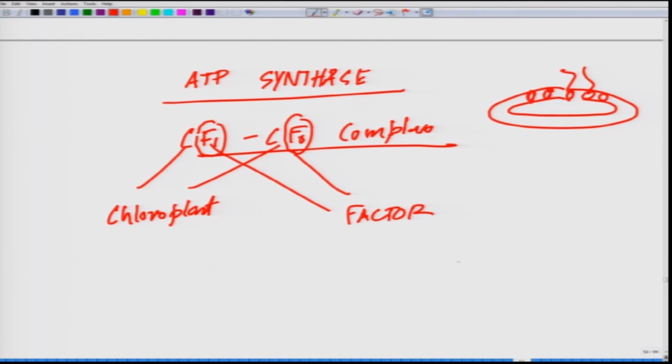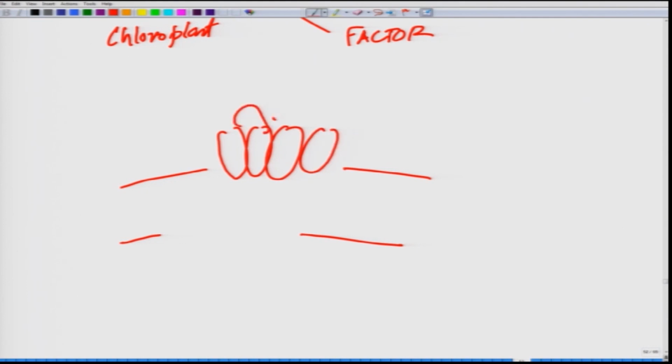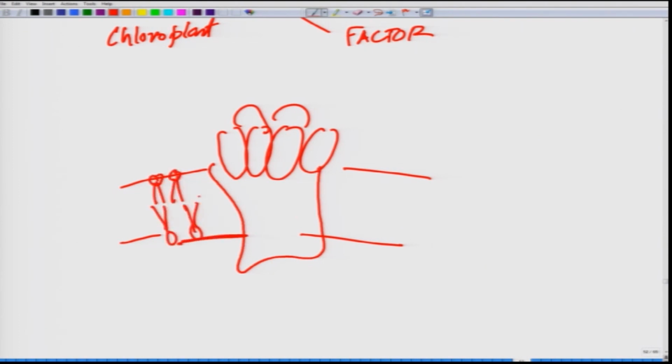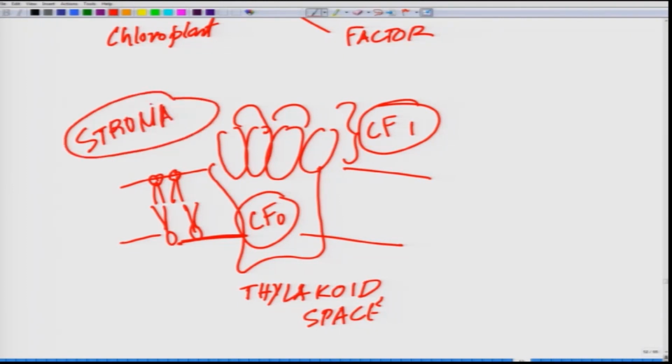Okay, so the way this protein is arranged is, if this is the membrane of the thylakoid, this is how this protein is arranged in multiple loops, something like this. Okay, and this part is CF1 and this is CF0. Okay, and this is the thylakoid space, and this is the stroma, which is outside the thylakoid space.